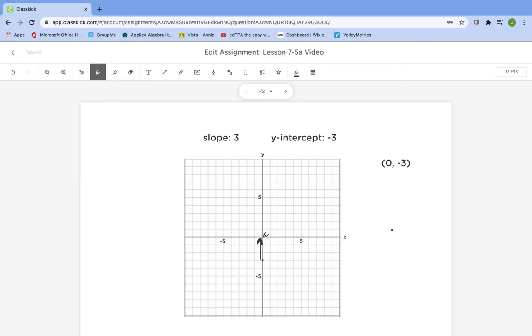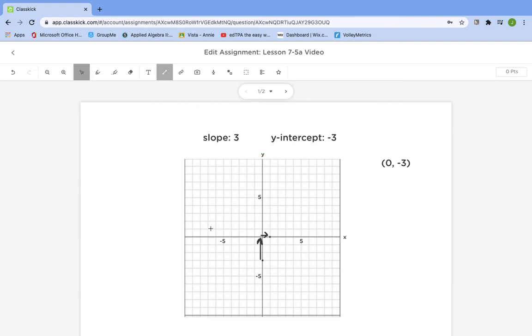right? So right now we're at the origin, and then our run, since it's 3/1, our run is 1. So from here I'm going to go over 1, and our new point is going to be at 1, 0. Okay? So now that we have our 2 points on our graph, we're able to graph a line, right? Since 2 points define a line.